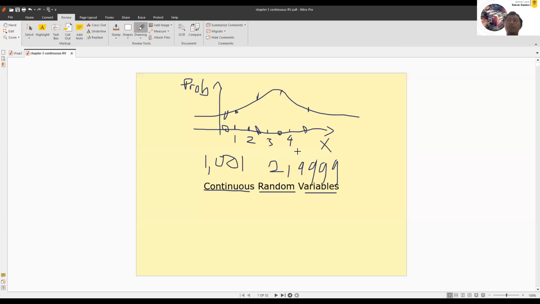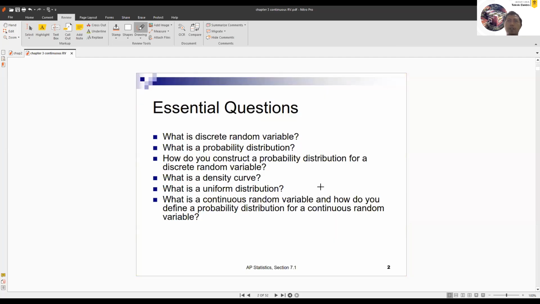So that's the meaning of random continuous. Okay, let's move forward. This is just an introduction, remembering what we already talked about. For example, what is the discrete random variable? What is the probability distribution?